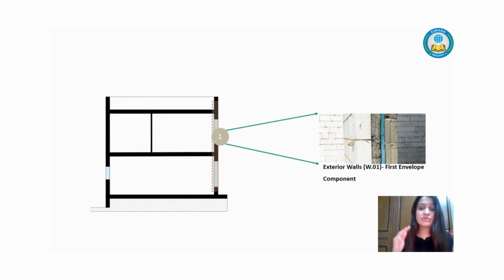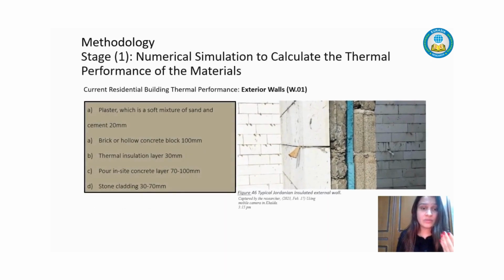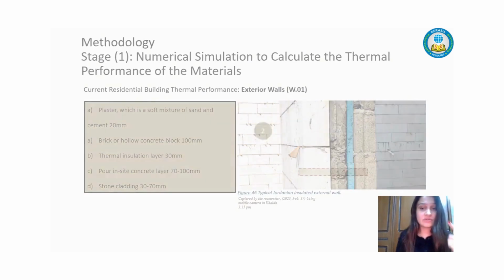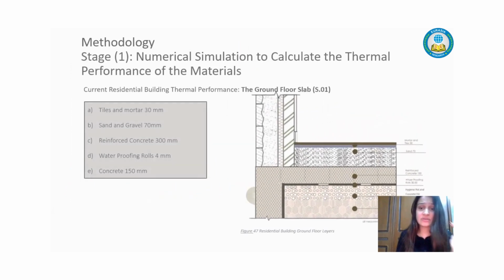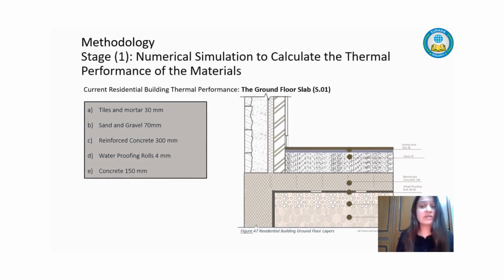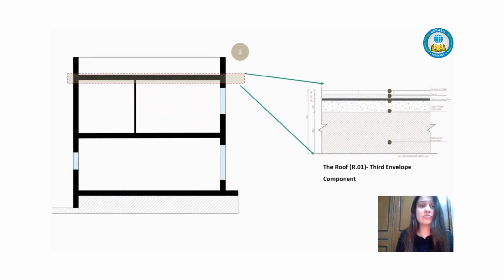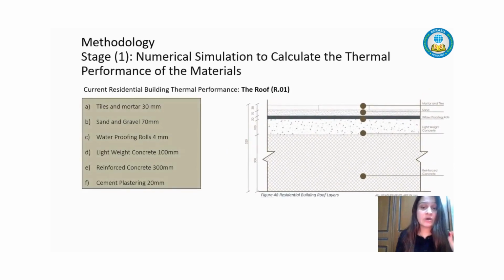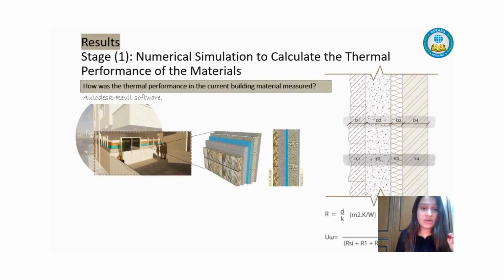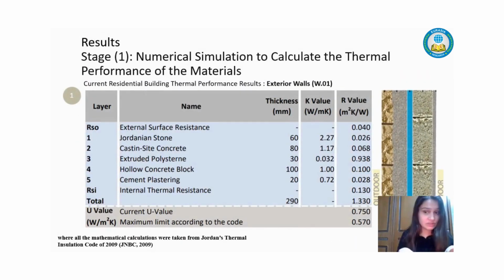Now calculating the U value without the PCWMI, which means the current situation of the residential apartments, starting out with the envelope, which is the walls. I illustrated its thickness and the conductivity. The ground floor slab, I illustrated its thickness and conductivity. In addition to the roof. After that, I calculated the results of the U value of the current situation.